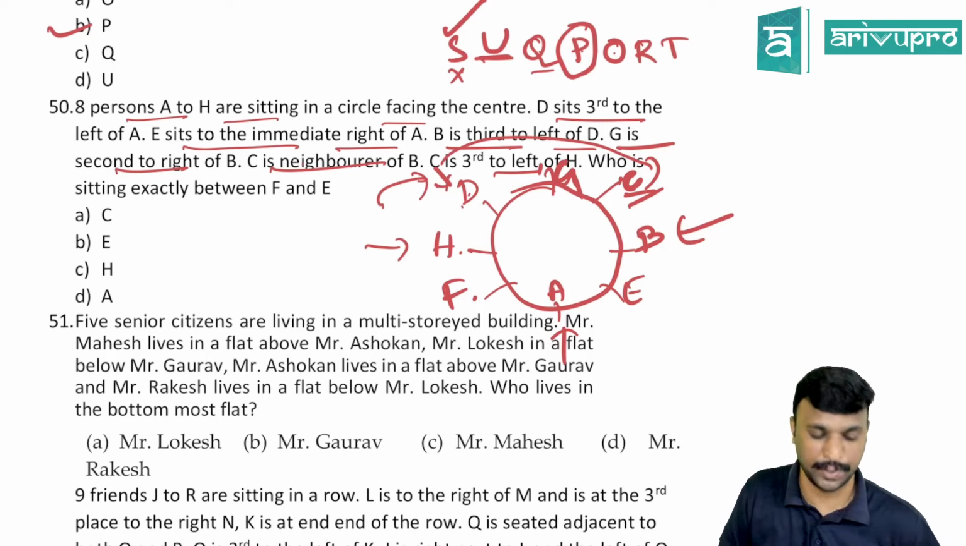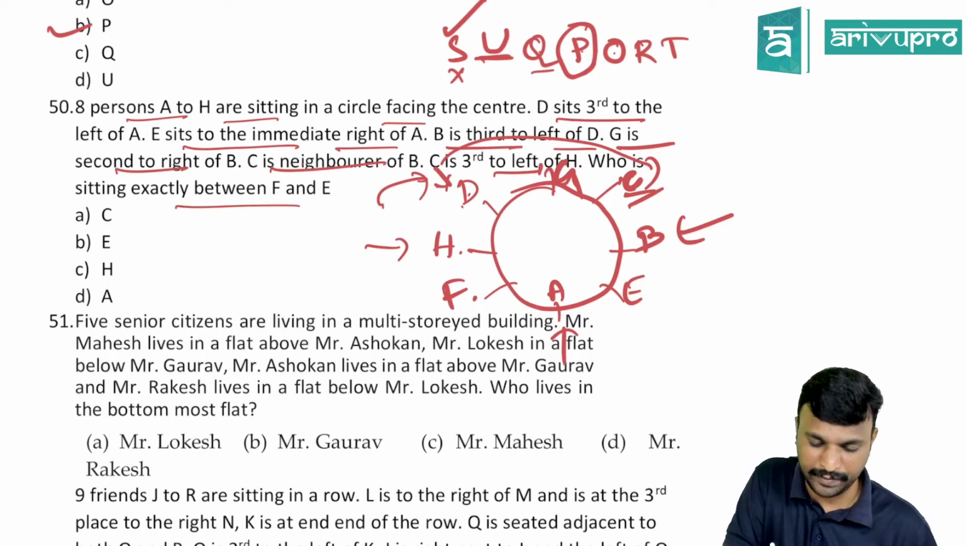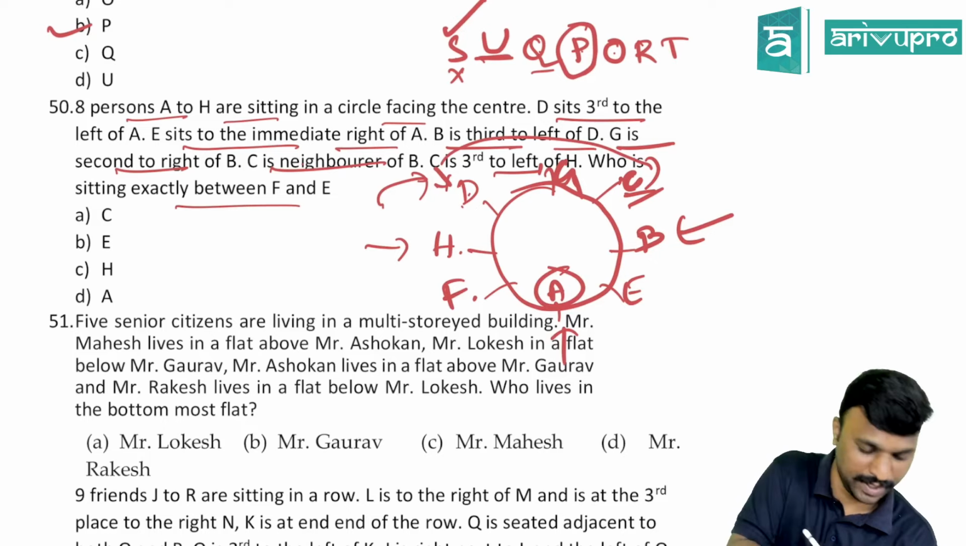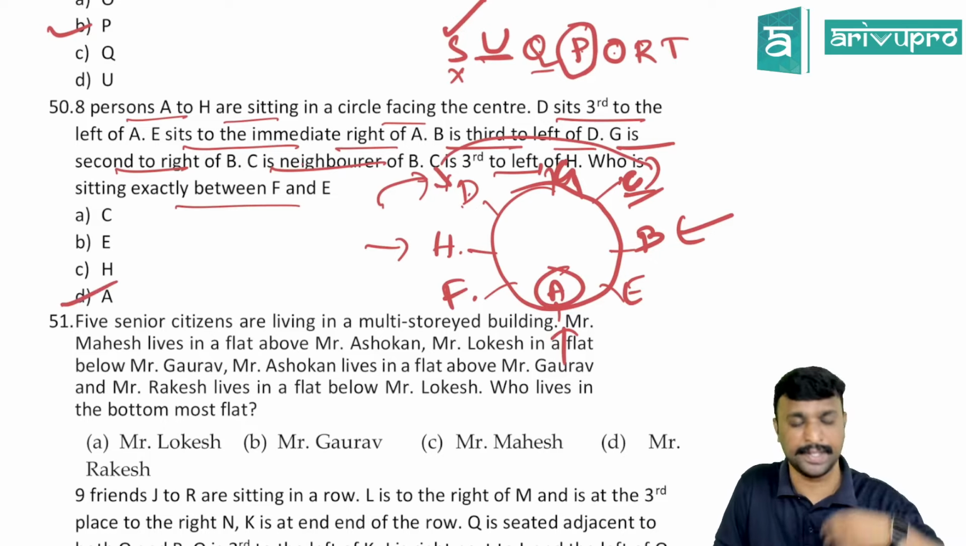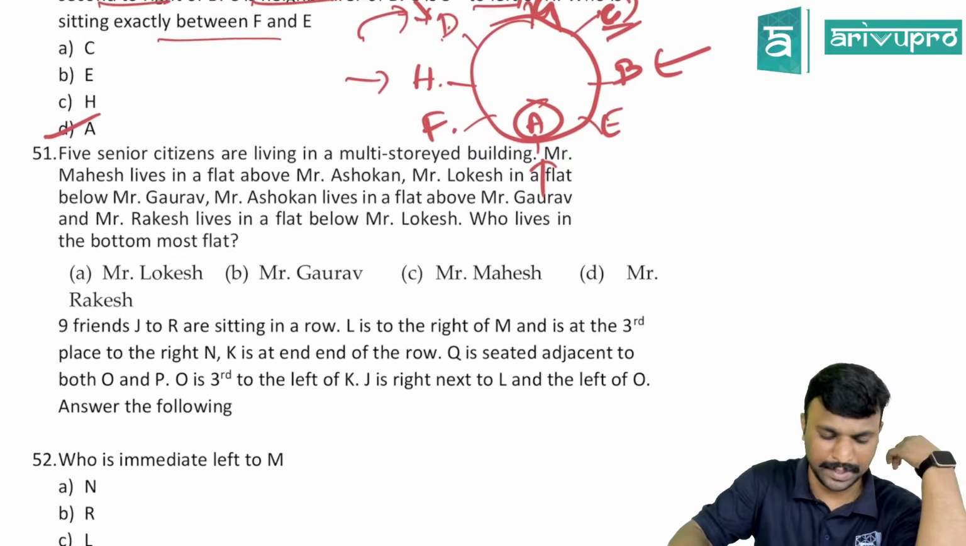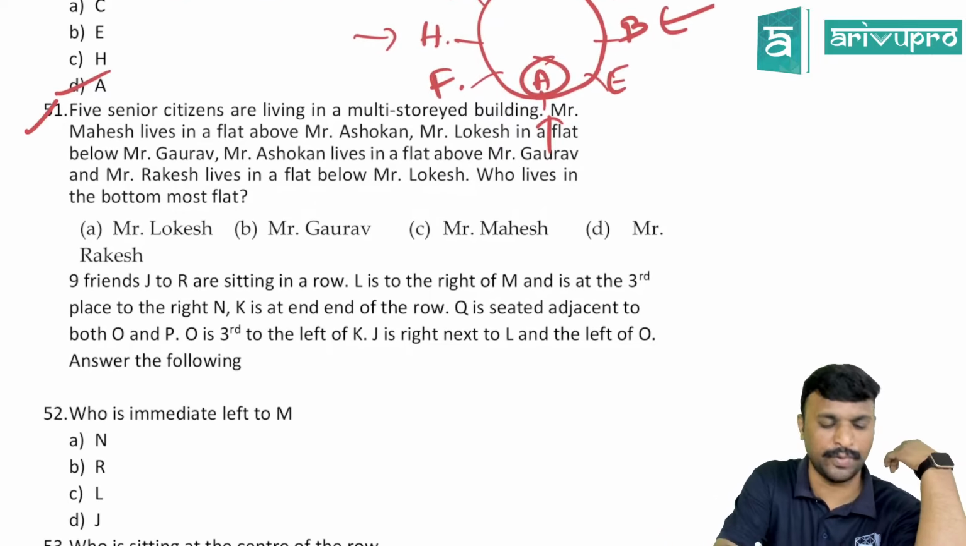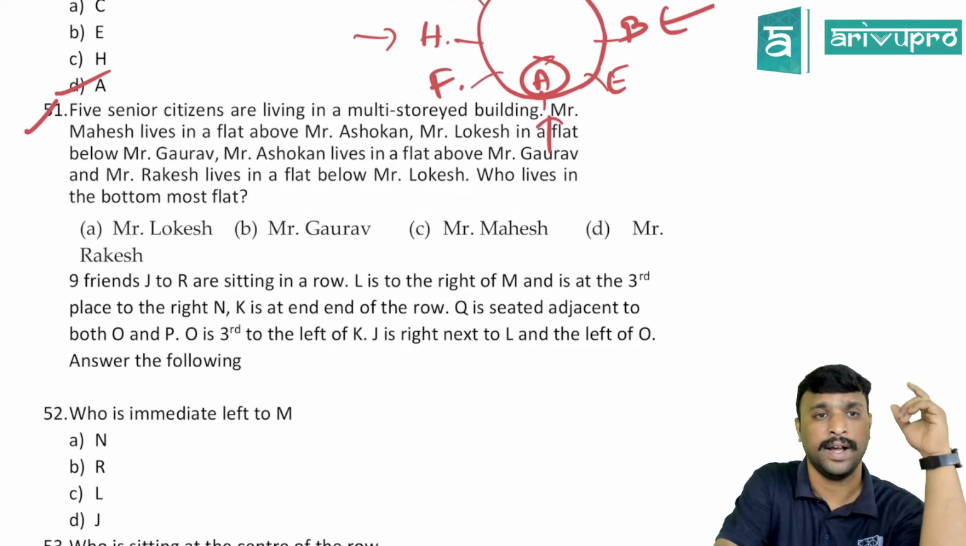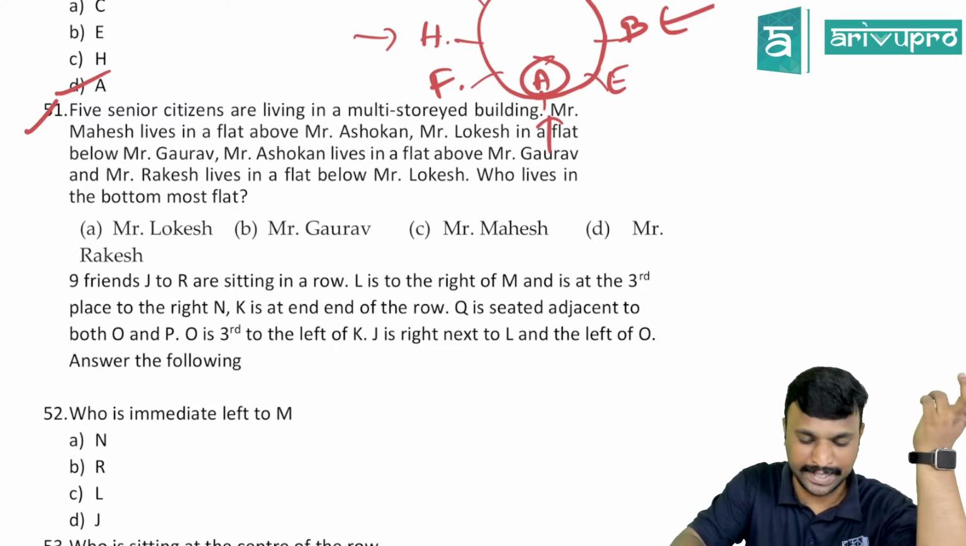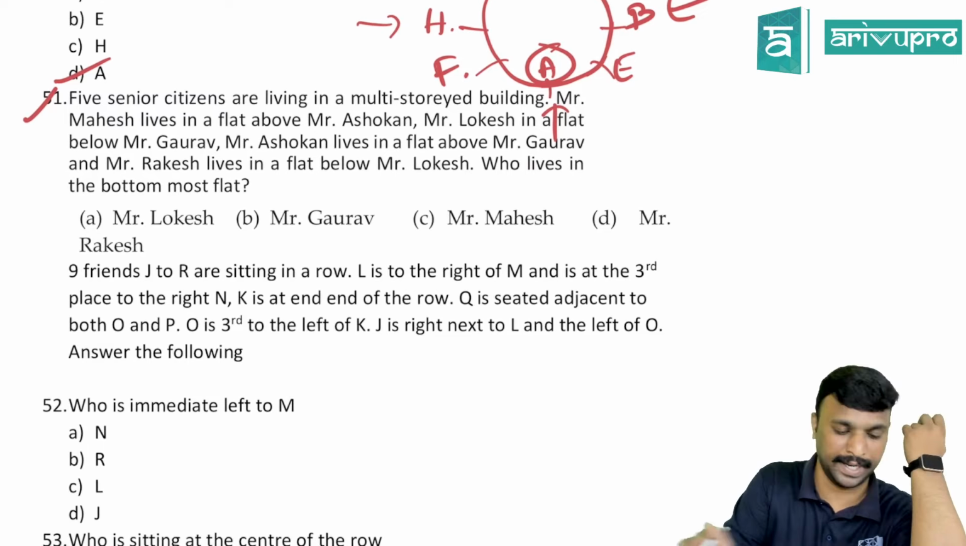So the question asked is: who is sitting exactly between F and E? Exactly between F and E is A. So option A is the answer. That means option D. Yes, let's move on to the next question. This is similar to the questions which we have solved from the ICAI material, right?